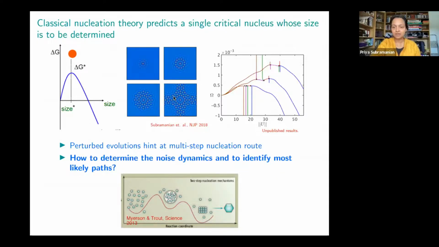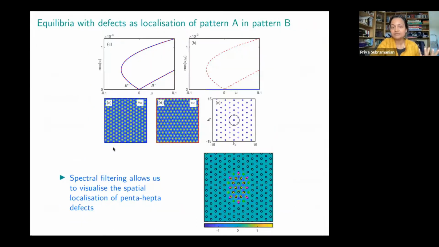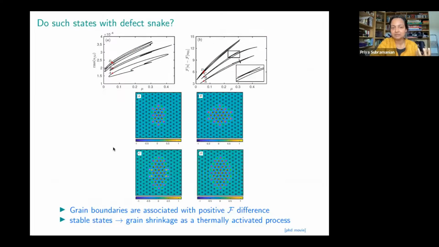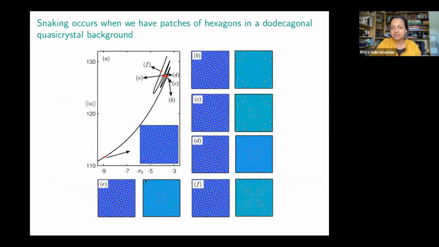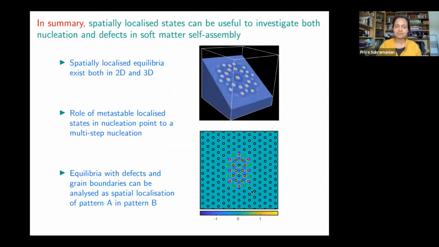Sure. The second part is about defects in patterns. So if instead of just having a uniform background, we have a pattern inside a pattern, and if you can spectrally filter it, you can look at it in a different way. Even this dodecagonal quasicrystal suddenly starts to have patches of hexagon in it. And if I were to subtract this field from a reference field, we can identify where the regions of maximum change are. There's a reason why it's hard to do that for quasicrystals, but this is the summary slide.